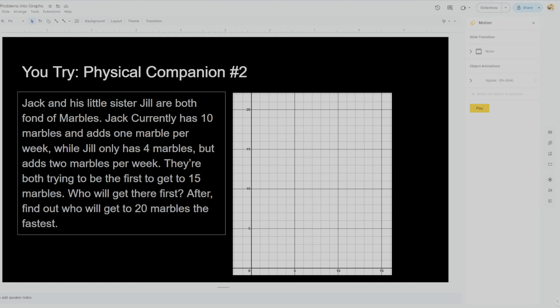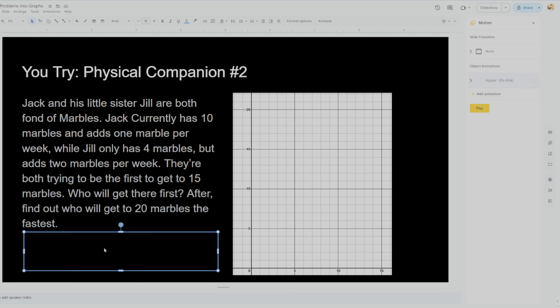Jack and his little sister Jill are both fond of marbles. Jack currently has 10 marbles and adds 1 marble per week, while Jill only has 4 marbles but adds 2 marbles per week. They're both trying to be the first to get to 15 marbles. Who will get there first? After, find out who will get to 20 marbles the fastest.